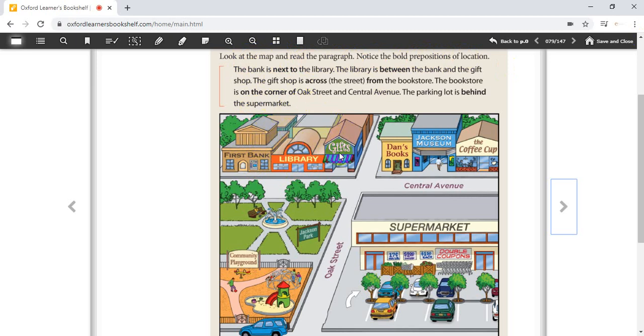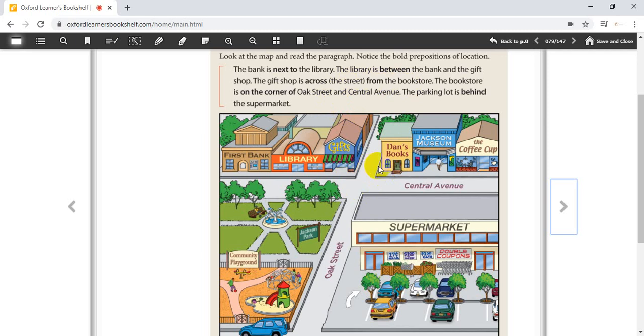And what is this? This is a gift shop and this is the bank. So the library is in the middle. So the library is between the bank and the gift shop. Okay. This is the gift shop and this is the bookstore. Dan's Books is a bookstore. So the gift shop is across from the bookstore. Like it is across the street from one side to the other side.